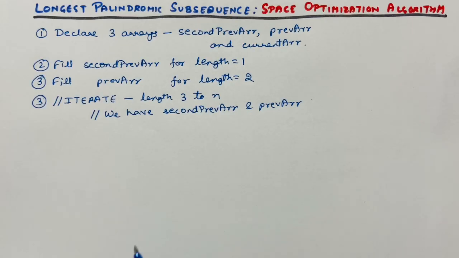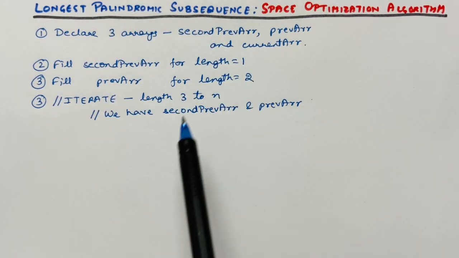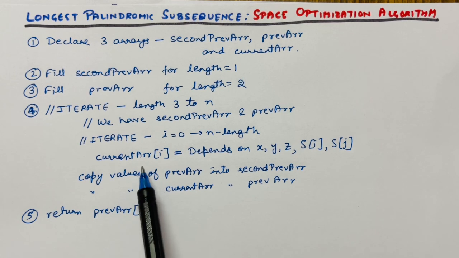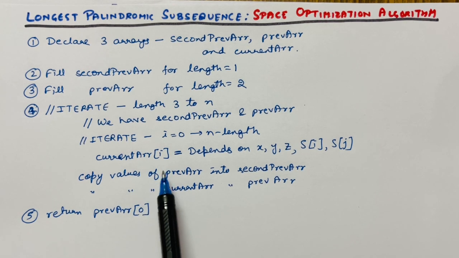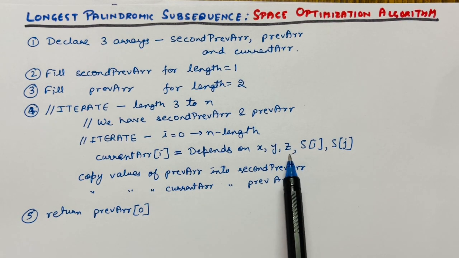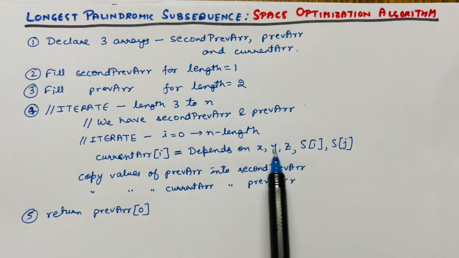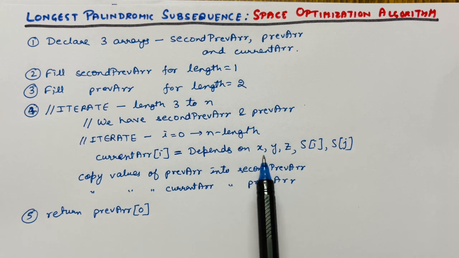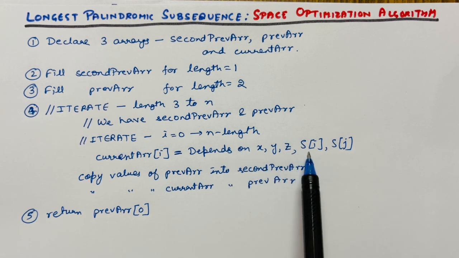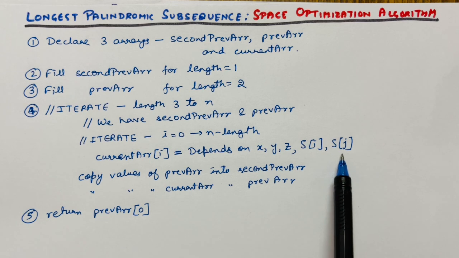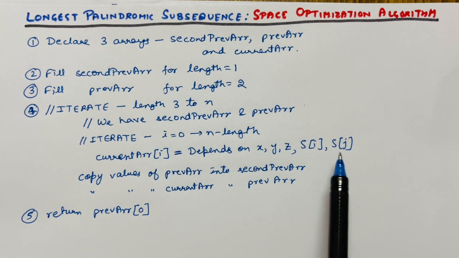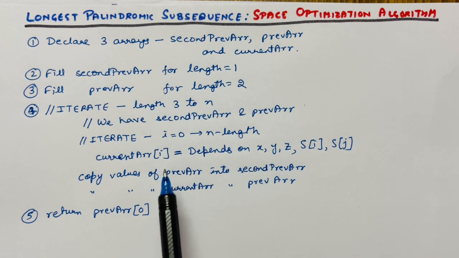Now to fill the values in current ARR, we will again have to iterate from I equal to 0 till n minus length. Then we will fill the value at current ARR I using x, y and z. And how we will derive x, y and z from these two arrays we have seen in the previous slide. Which of these will be used will also depend on whether the two characters are equal. But the summary is, using these 5 elements which we know, we can fill the value current ARR I.